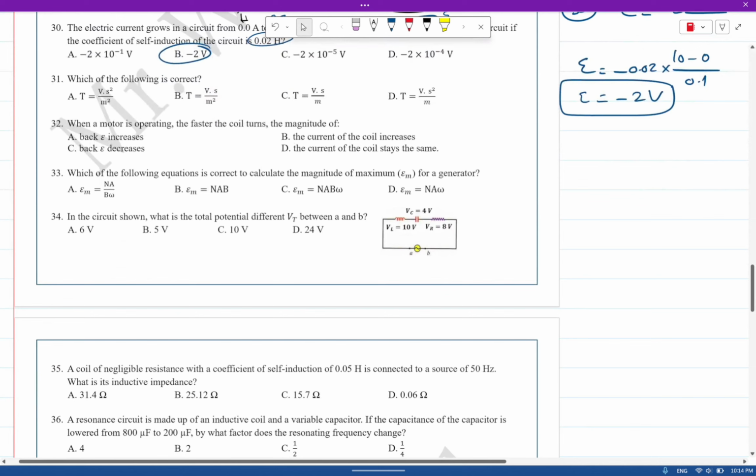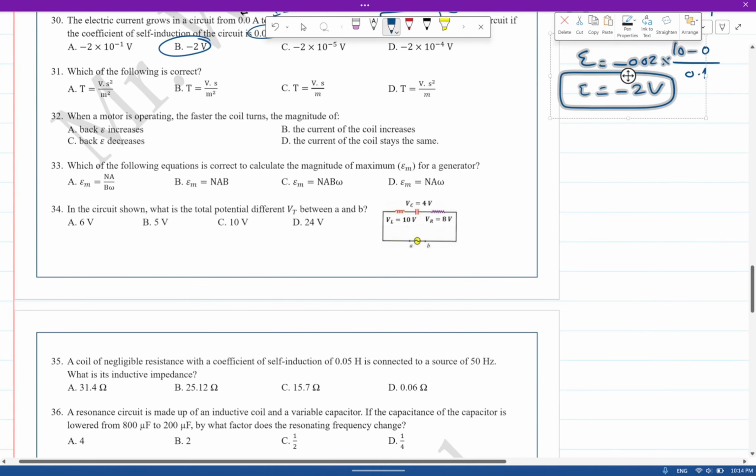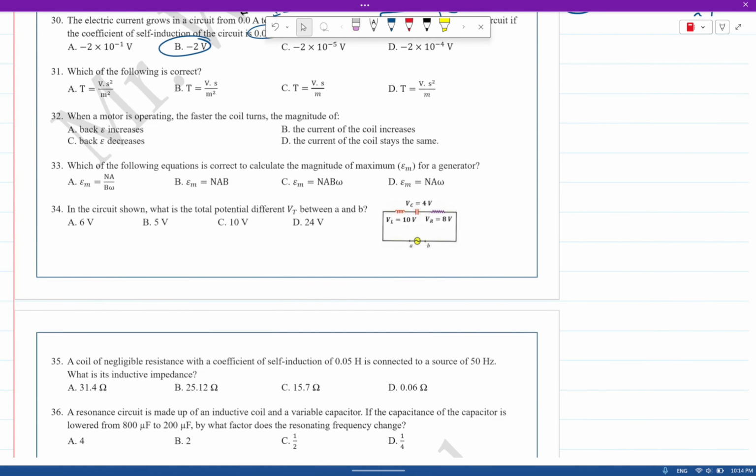All right, the next one here says, which of the following is correct? Now at this point, some of these kinds of questions will be a little bit annoying to some of the students, but don't worry. Let me tell you how you could do this. If you look at the options, in each one of these we have volts in here. So of course, and then multiply by the second.